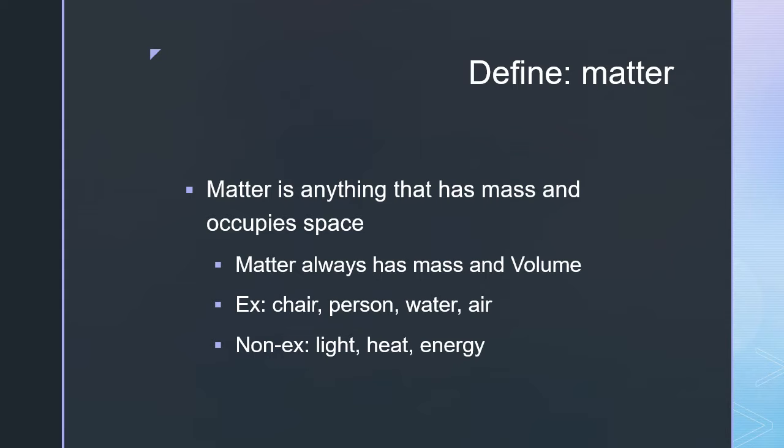Matter is anything that has mass and occupies a space. So therefore, matter is anything that has both mass and volume. Some examples of things that are matter would be a chair, a person, water, and air. Yes, air. Things that are invisible to the human eye might still have mass and volume.